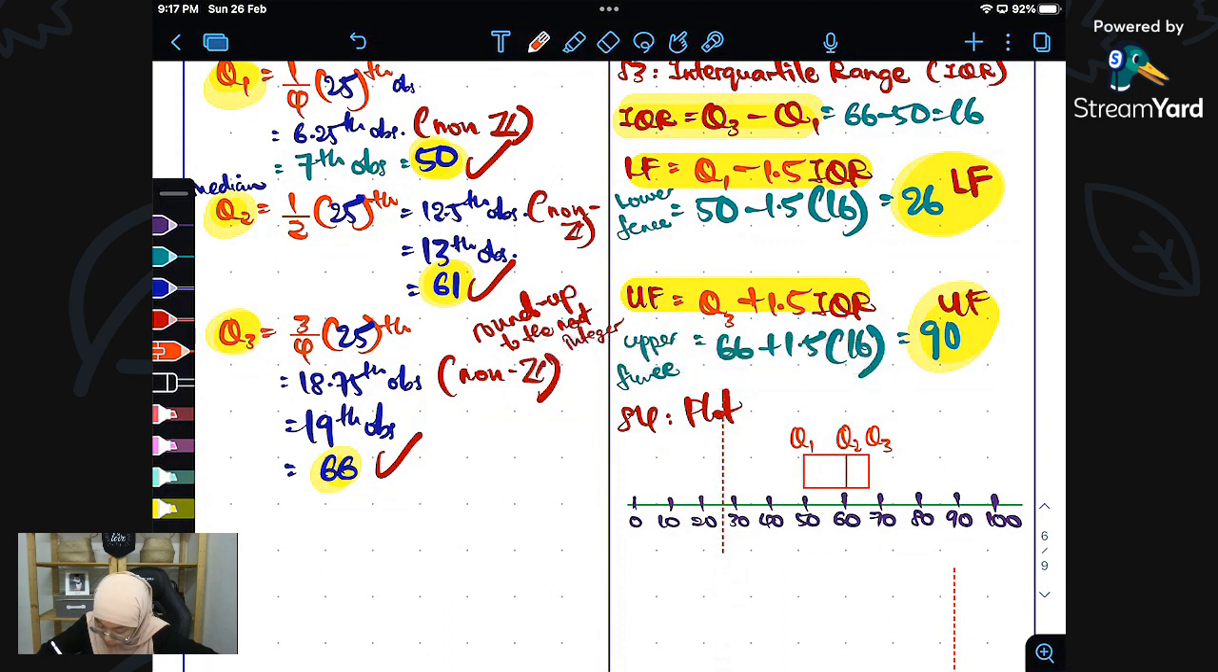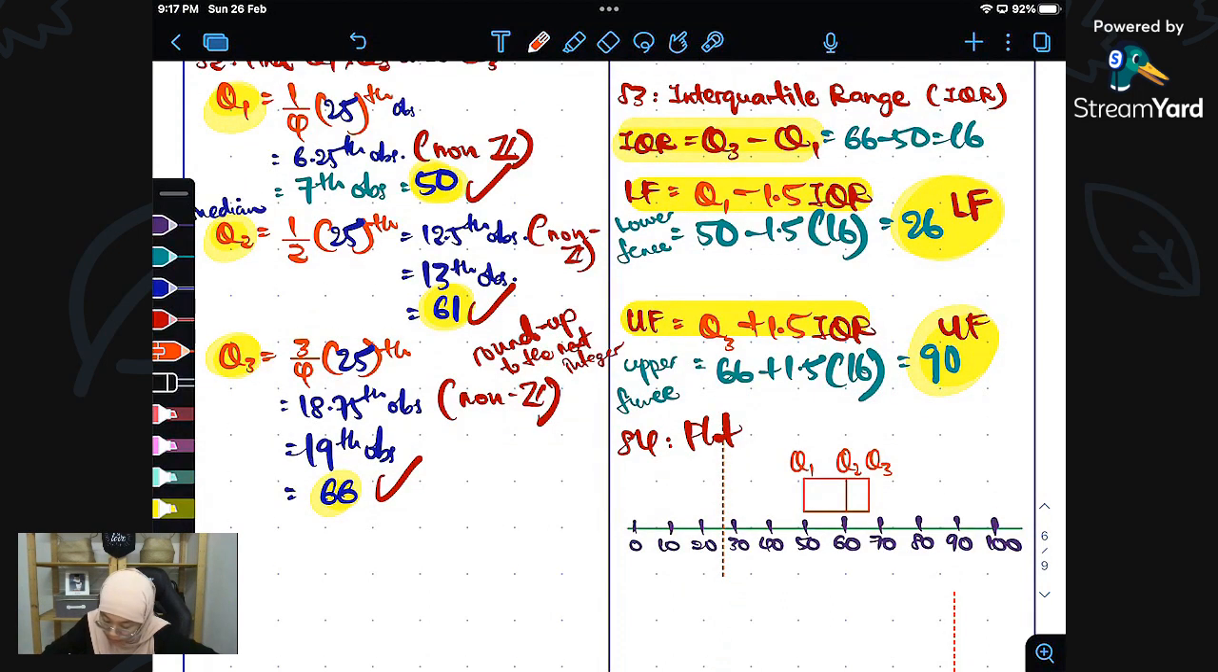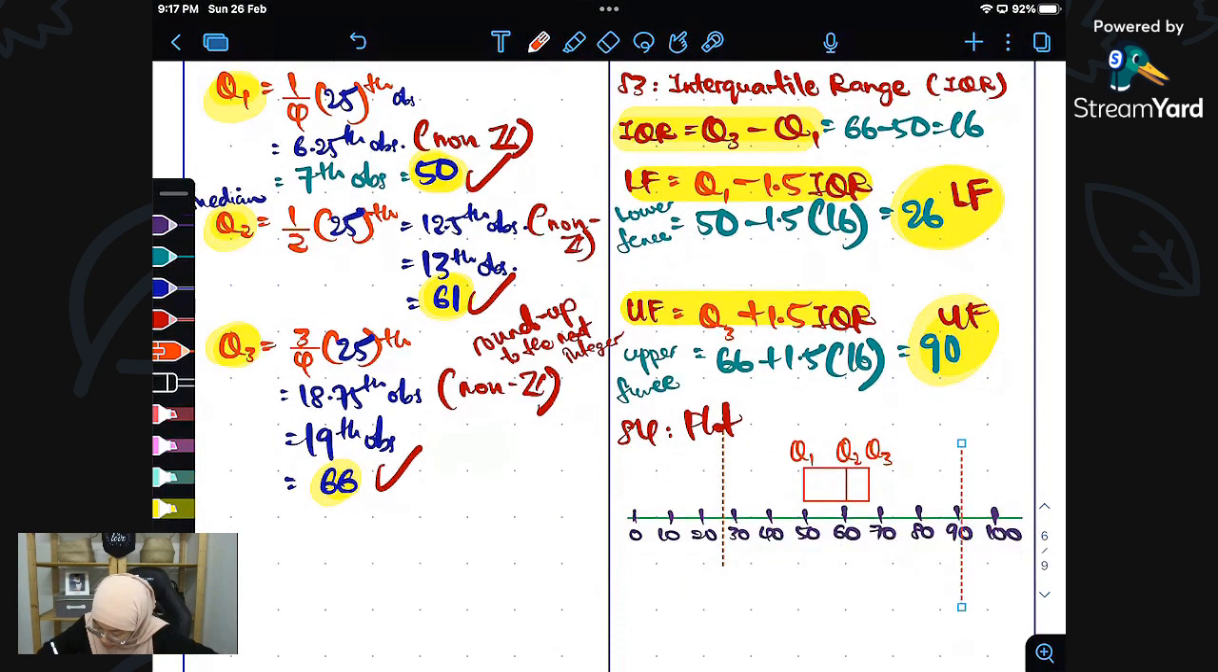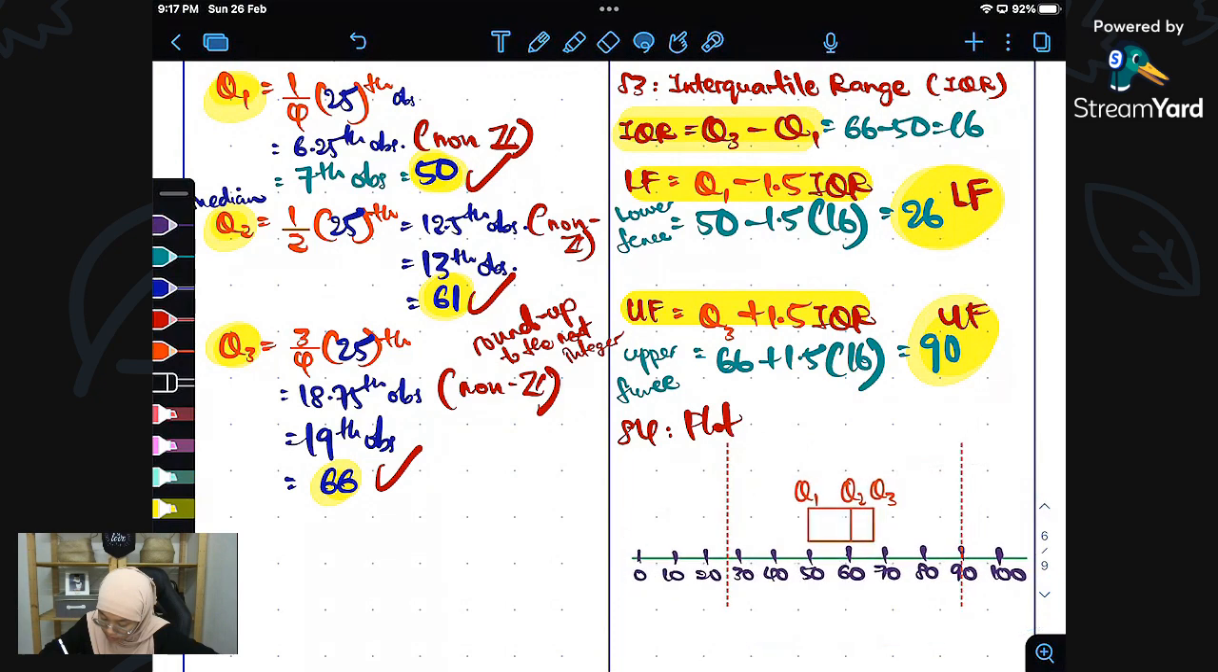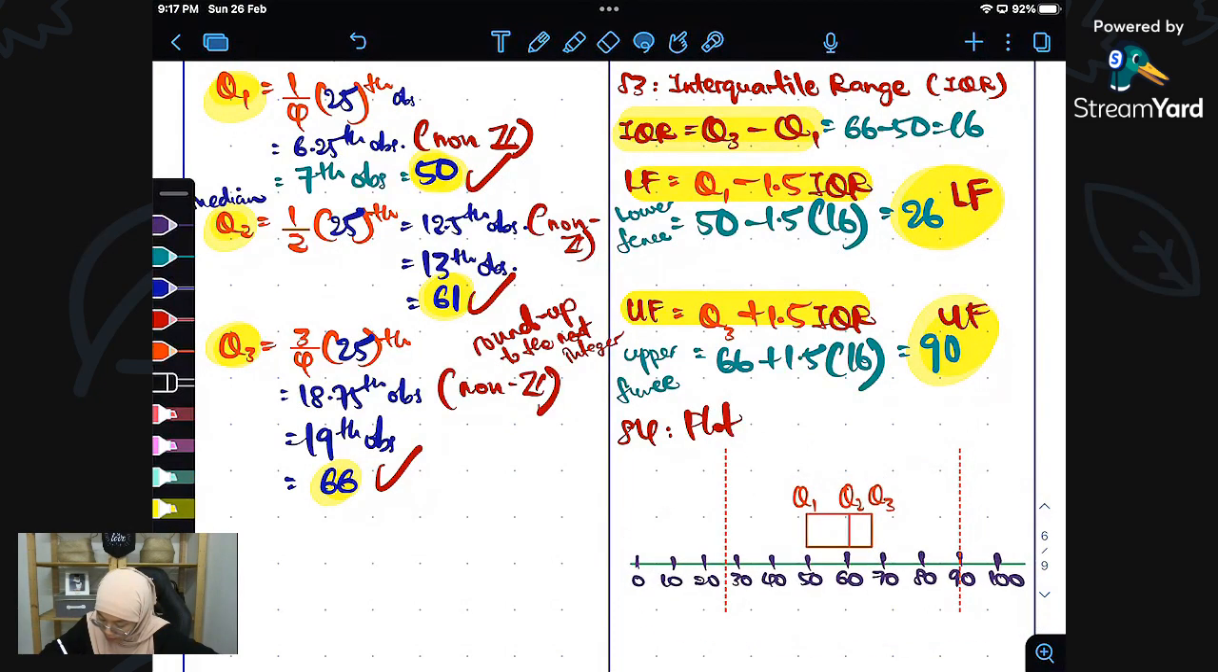So this is 26 and this is 90. 90 I use the same dotted line. So dotted line I use it as the fence sebab senang nak bagi you all nampak that this is the fence. Make sure you all label it. Labelkan dia sebagai lower fence and the upper fence. Alright?